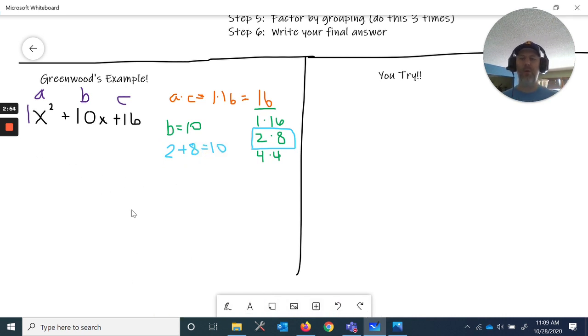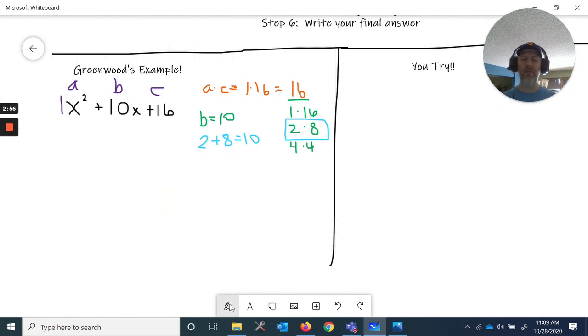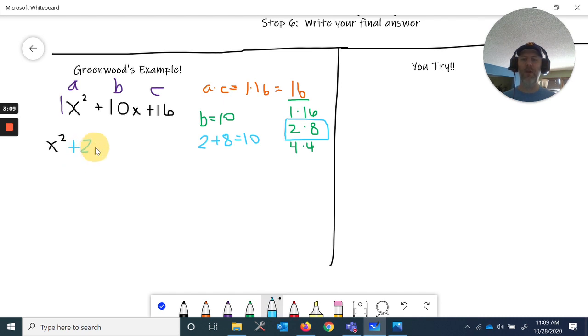So now we're going to rewrite our expression by splitting the middle term. And this is kind of the first chunk we're going to do. So we're going to say x squared. 2 and 8 are both positive, and the order on these two doesn't matter. If I put 2x first, doesn't matter if I put the 8x first. I just need to make sure that both of them are there.